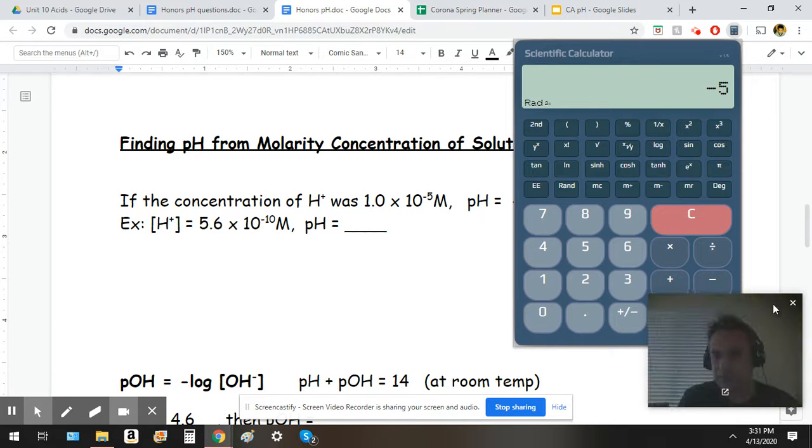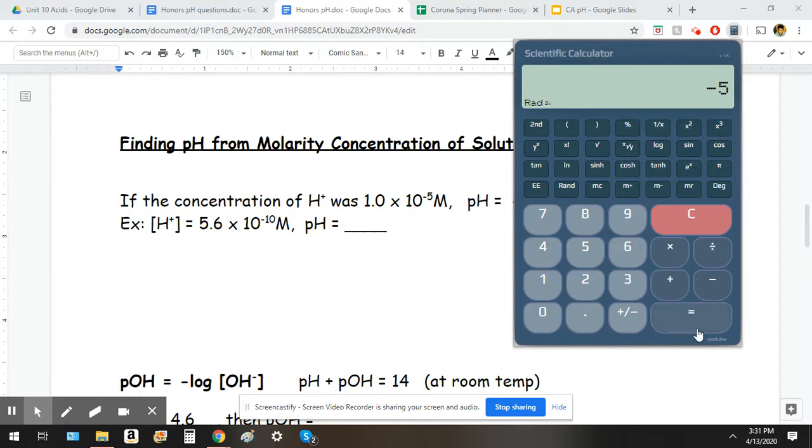I got to take the negative. Let's try that again. 1.0 EE negative 5. There we go. Here, that's what it looks like. Take the log of that and take the negative of that. Somehow I screwed that up.